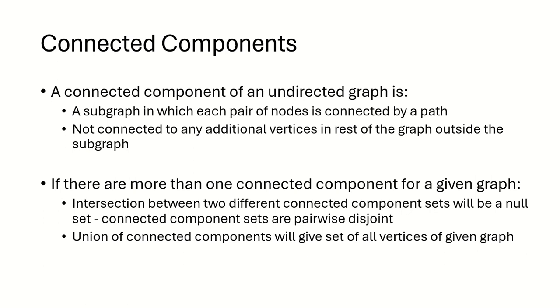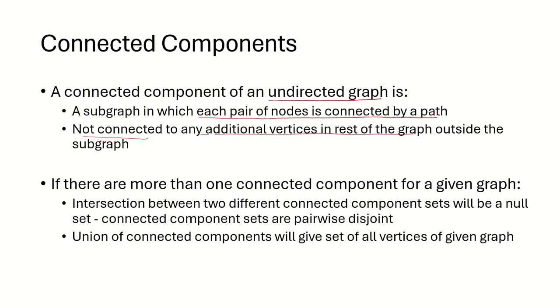In this video, we are going to talk about connected components and how we can find connected components using depth-first search. So the connected component of an undirected graph is a subgraph in which each pair of nodes is connected by a path. And this subgraph is not connected to any additional vertices in the rest of the graph.